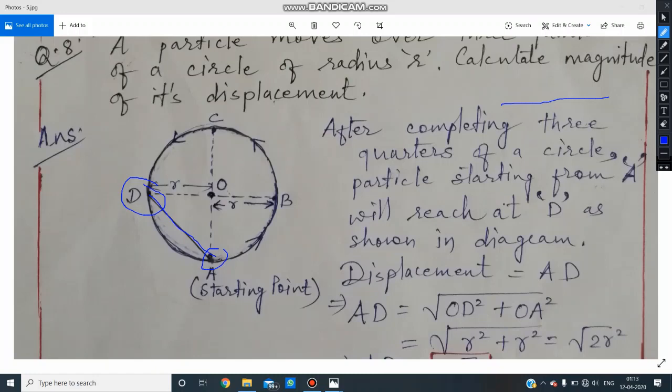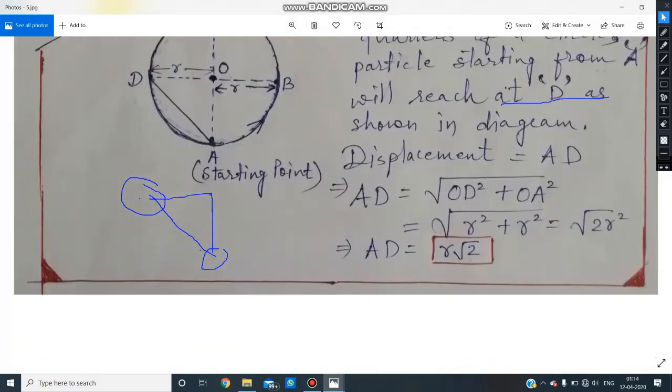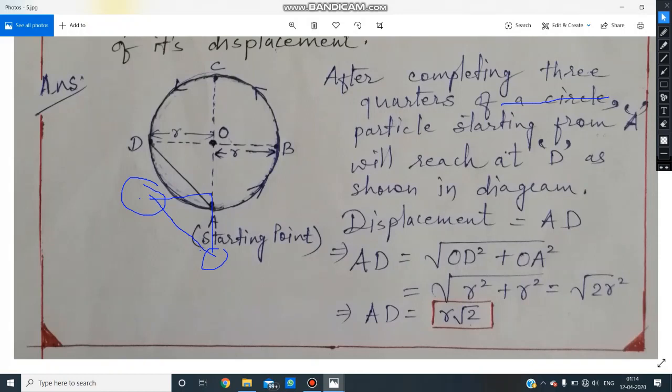So we have to calculate this value, and this can be done by considering this right angle triangle ODA, where OD and OA both are the radius. Equally, they are perpendicular and the base of the triangle. So, applying Pythagoras theorem, you can see that the solution is here in front of you. AD² is equal to OD² plus OA², which finally results in the answer of AD as R root 2. This was the sample question based on displacement.